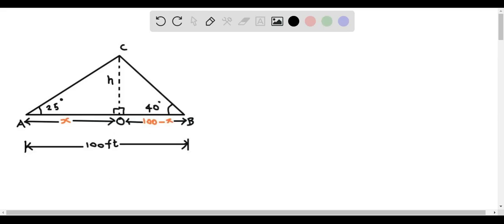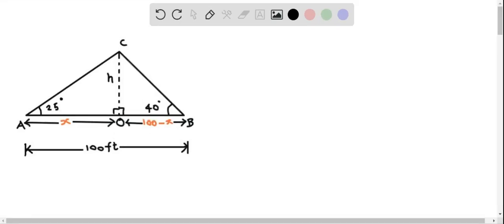So here I have labeled the positions of the persons as well as the helicopter like this. A is the position of person 1, B is the position of person 2, and C represents the position of the helicopter. We have to determine at what height the helicopter is flying when the distance between the two persons is 100 feet.